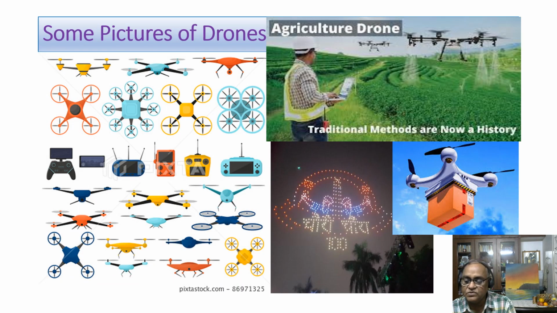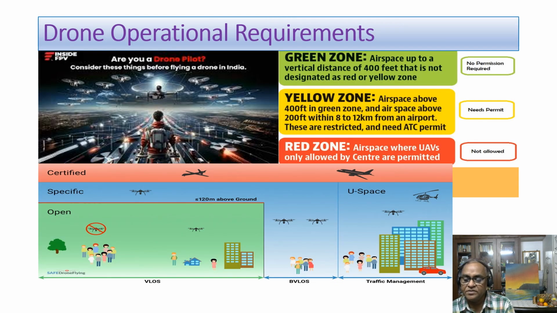Some pictures of drones and their utility in the field are shown in this slide, such as for agriculture purpose, light show, and transport. These are some of the examples of drones and their utility. Drone operations require some basic training and practice, as they may cause injuries to others and also damage themselves by collision with other objects.